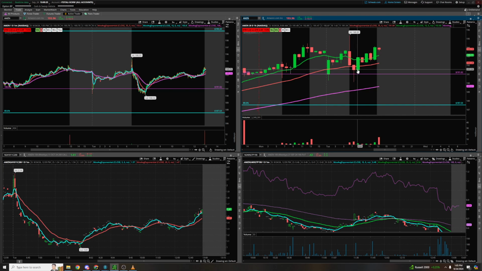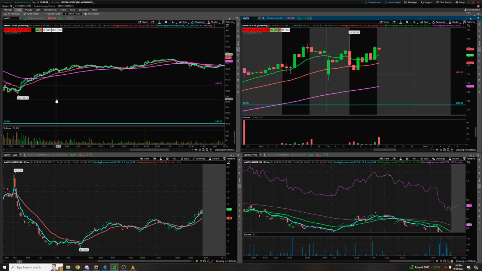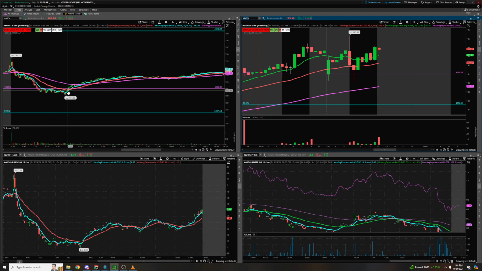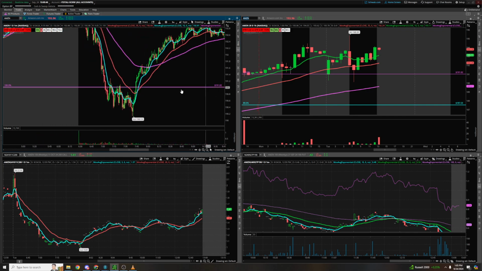But instead of waiting to get in maybe up here at 192.03, if you were waiting for this guy to break above on your hourly, you would have gone to your 1 minute and you could have been in a lot sooner. And there's two reasons why you would have traded it this way.